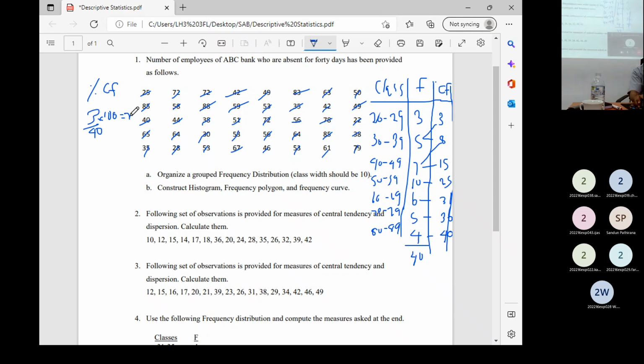First column 7.5%. Second, 8 divided by 40 multiplied by 100. Right, that is 20%. Third one, cumulative frequency 15. 15 divided by 40 multiplied by 100. That gives 37.5.